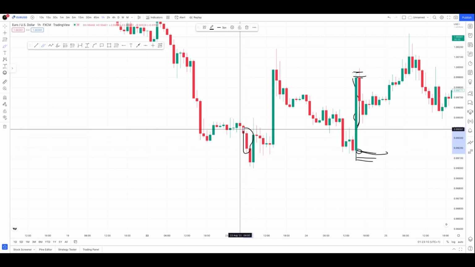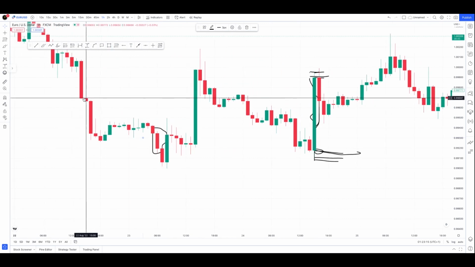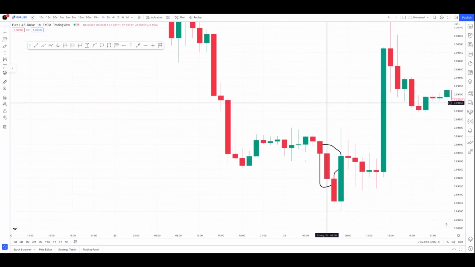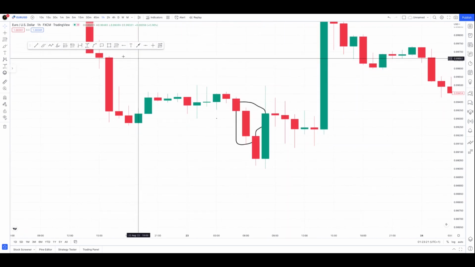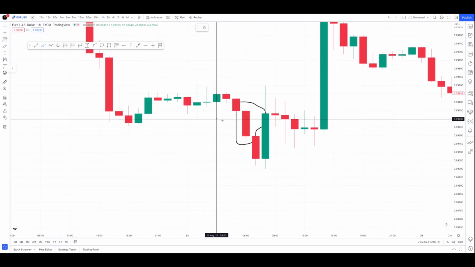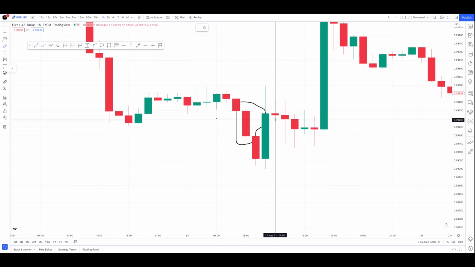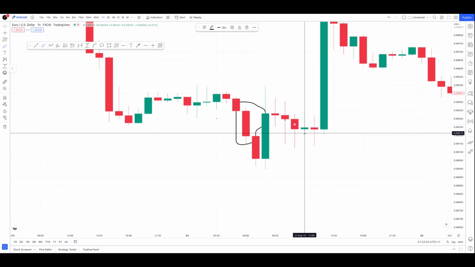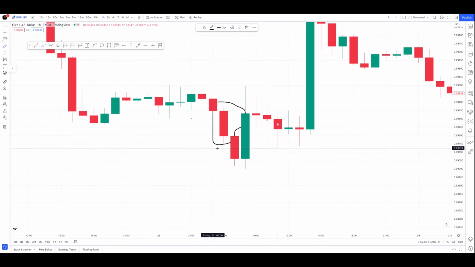Now look at this candle here. It's a clear example of a retail candle. Let me zoom out my chart so you can see clearer. So here we clearly have retail candles, this is a retail candle, this is a retail candle, and so on.